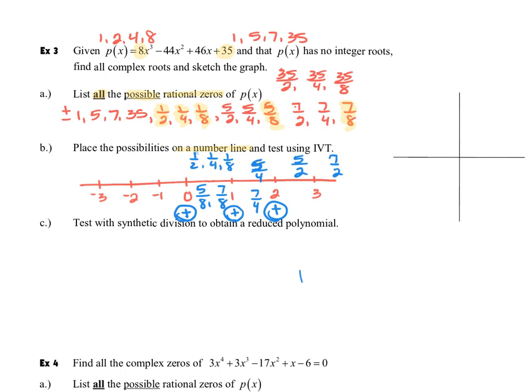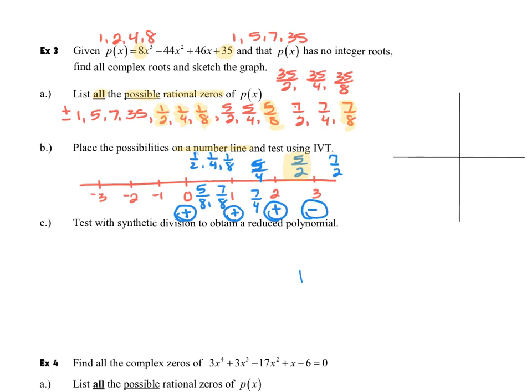Then when I check at 3, if I evaluate at p of 3, what I'm going to find is I get a negative value. Now, that's important to me because that means that somewhere between 2 and 3, it's going to cross the x-axis. And what I notice is that I only have one possible rational 0 between 2 and 3. So that immediately narrows down my options for starting my synthetic division. So that's where I'm going to start.